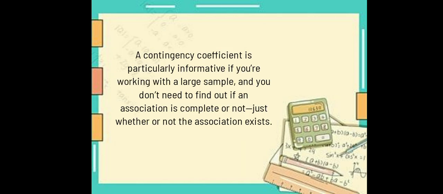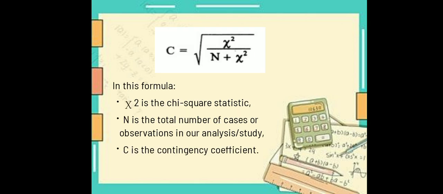A contingency coefficient is particularly informative if you're working with a large sample, and you don't need to find out if an association is complete or not, just whether or not the association exists. So we have the formula: C is equal to the square root of X squared over N plus X squared. X squared is the chi-square statistic, N is the total number of cases or observations in our analysis or study, and C is the contingency coefficient.